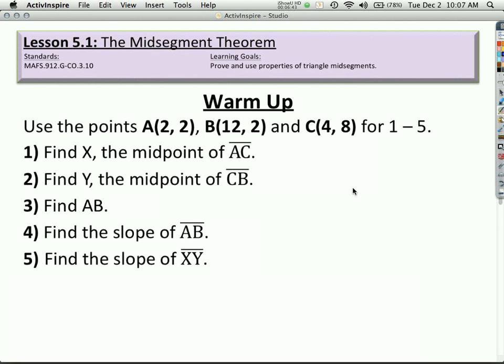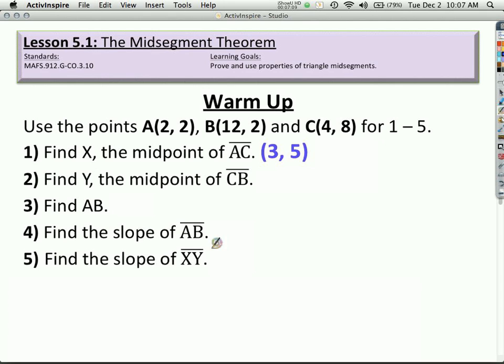Students 21, student number 20, student number 1, and student number 5. Student number 20, what did you get? Student number 1. Student number 5, what did you get? The midpoint of segment AC is 3, 5.